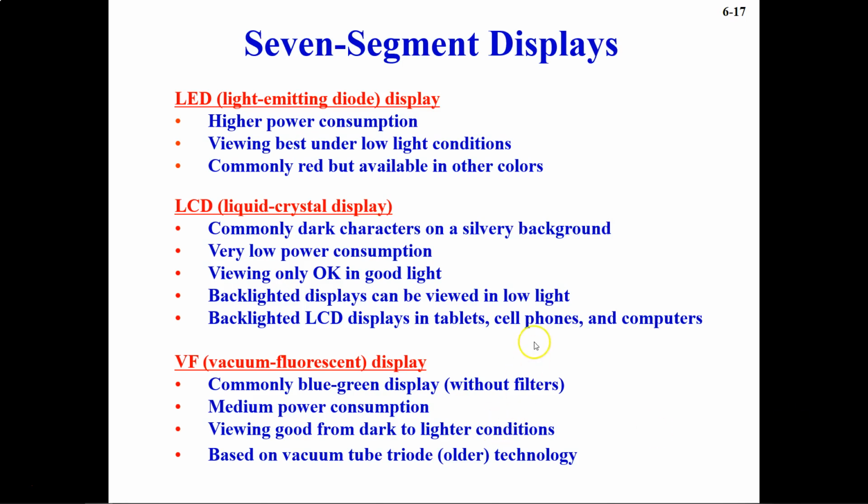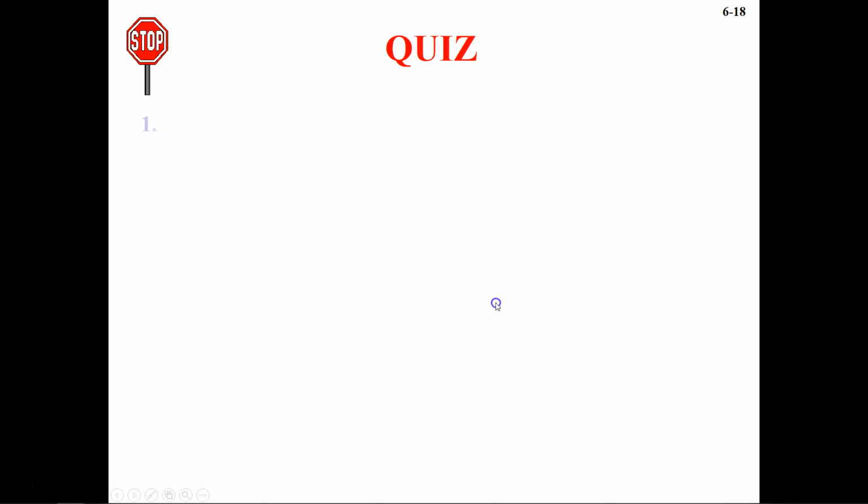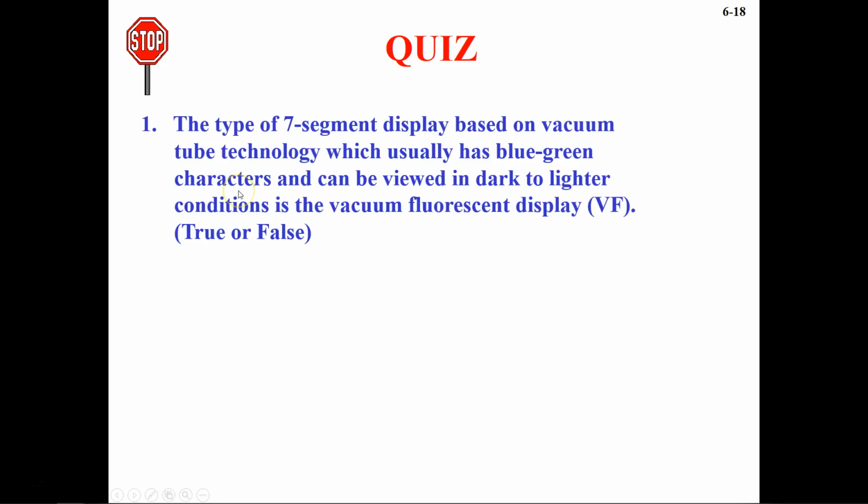Now the next slide is the quiz, and the first question says the type of 7-segment display based on vacuum tube technology, which usually has blue-green characters and can be viewed in dark to lighter condition, is the vacuum fluorescent display. Is it true or false? We just learned that this type of display uses mainly blue-green colors, and the viewing is better in lighter conditions. So this is true.